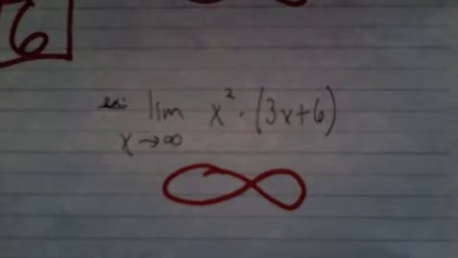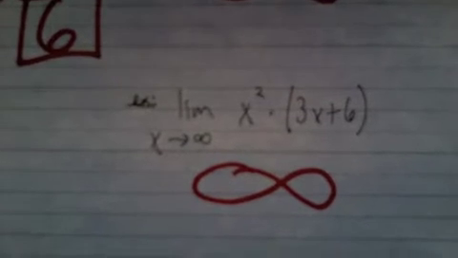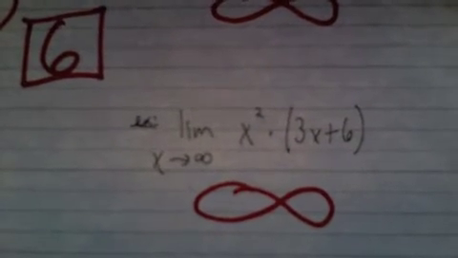And then for the last one, the limit as x is approaching infinity of x squared times 3x plus 6. So you just plug in infinity squared times 3 times infinity plus 6. That's just going to be infinity times another infinity, and it's just going to be infinity.